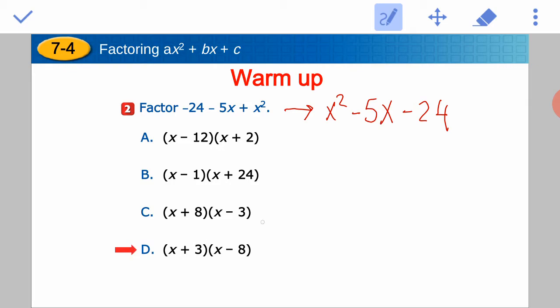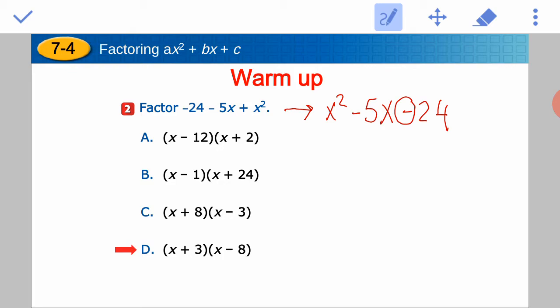The right factoring of this trinomial is choice D, x plus 3 times x minus 8. How do I know that? This is my trinomial in the standard form. Guys, if the last sign is negative, the two signs are different. So plus, minus, it has to be like that. The factoring of x squared is x times x. There are many ways to factor 24, but we're looking for the difference of the two factors to be 5.